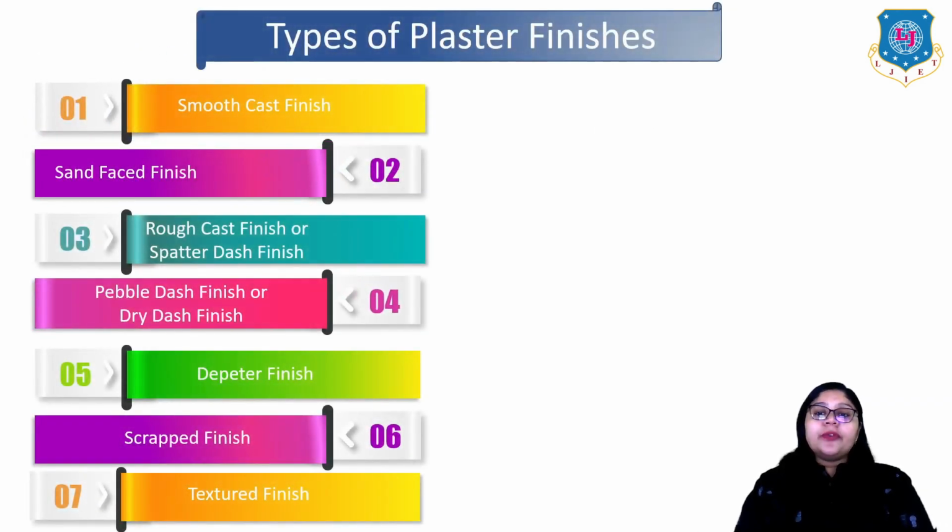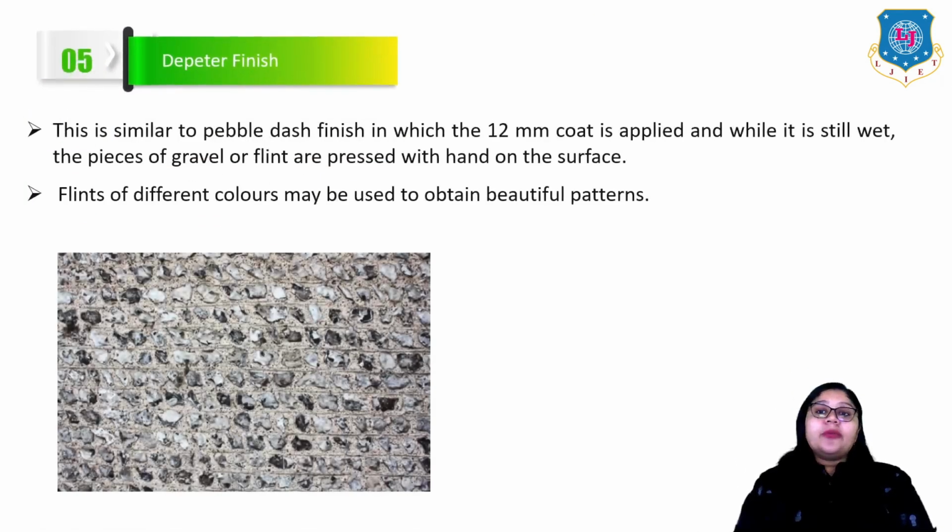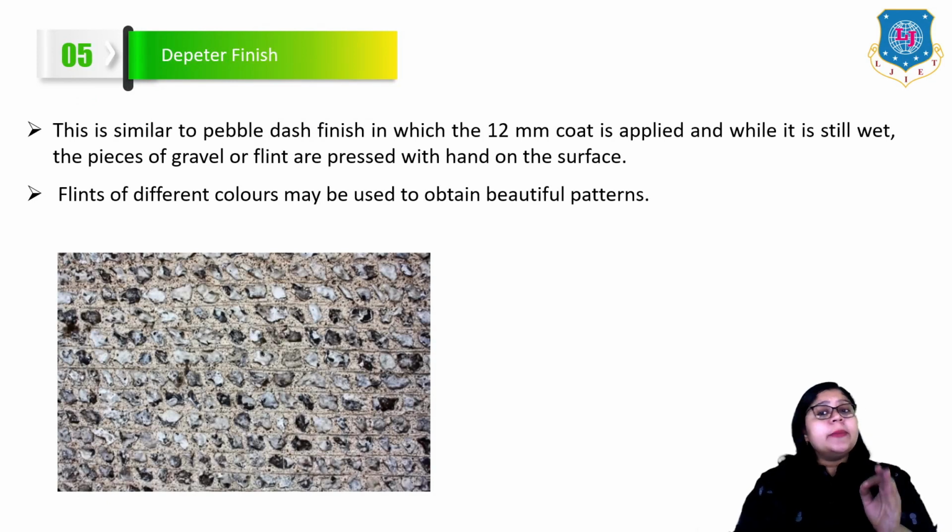Now let us move to the fifth one, which is dehradun finish. This is similar to the pebble dash finish, in which the 12 mm coat is applied, and while it is still wet, pieces of gravel or flint are pressed with the hand on the surface. Flints of different colors may be used to obtain beautiful patterns as shown in this video.